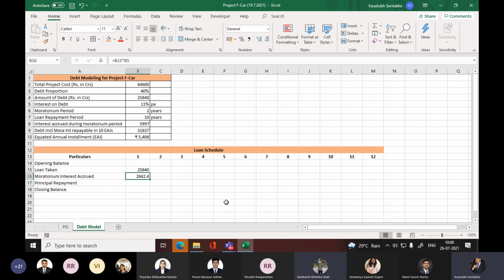Sir, I have a doubt. Tell me. Sir, why not to take the direct amount, that is B8, 5997, that is also interest accrued during moratorium period, right? Correct, but that is the interest accrued after 2 years moratorium. It is 2 years interest. I am calculating only for year 1. So at the end of year 1, interest accrued will be only for year 1. Okay, sir. Getting this? Yes, sir. Got it. So at the end of year 1, interest accrued is of 1 year only, 11%, and there is no principal repayment because there is a moratorium.